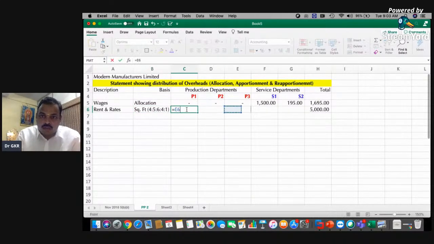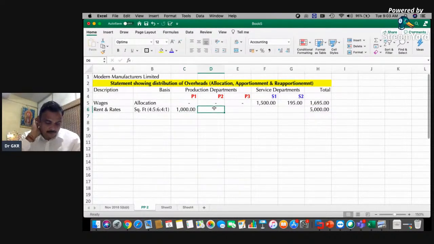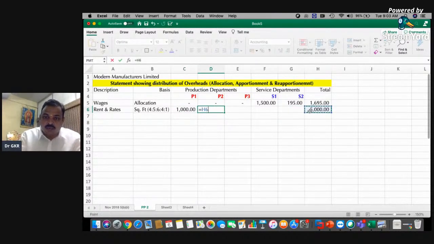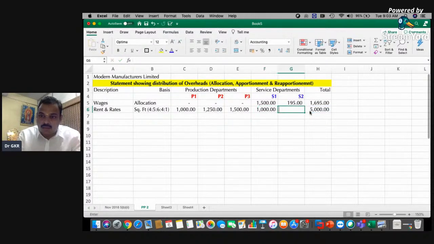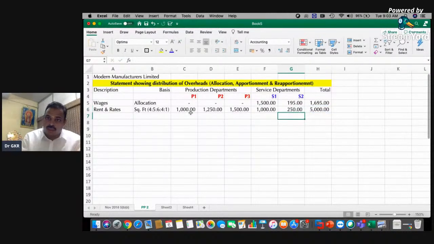Therefore, it is 5,000 into 4 by 20. Then 5,000 into 5 by 20. Similarly, 5,000 into 6 by 20. Similarly, 5,000 into 4 by 20. Similarly, 5,000 into 1 by 20. Okay. So that is your distribution.